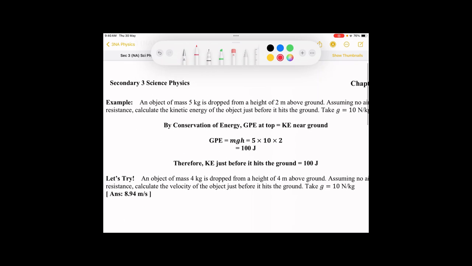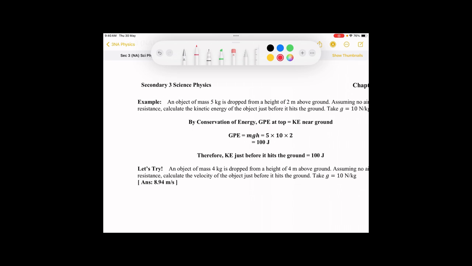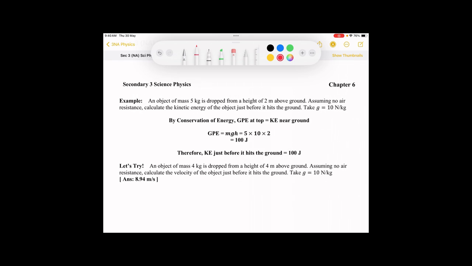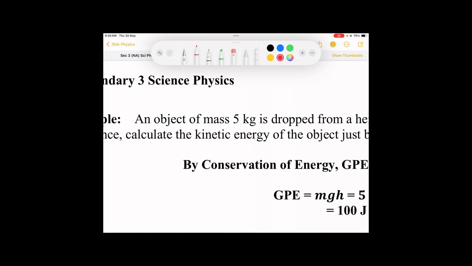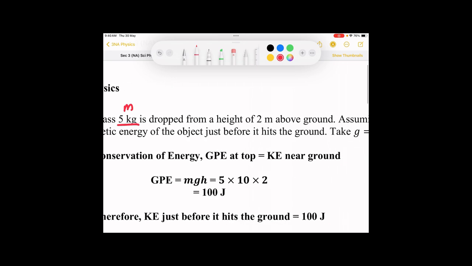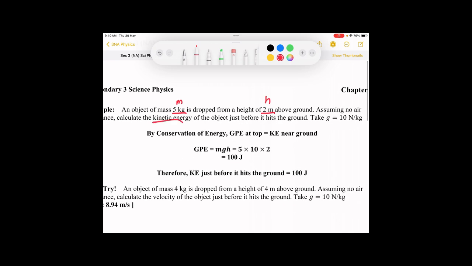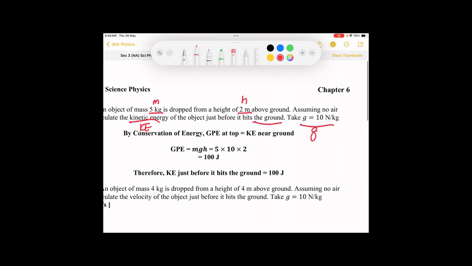Okay, so let's see how this energy conservation can appear in a question, how it plays out in a question. So let's read the question together. An object has a mass of 5 kg. As usual, I like to highlight and take notes. It is dropped from a height of 2 meters above ground. So this is the h. Assuming no air resistance, calculate the KE of the object just before it hits the ground. And then you have your value of g over here.